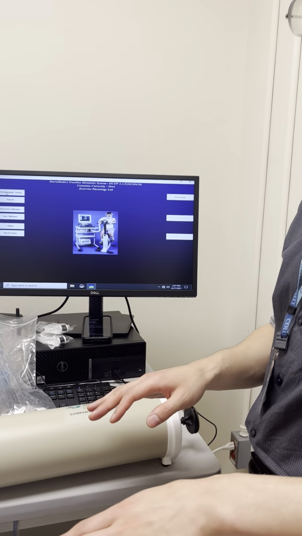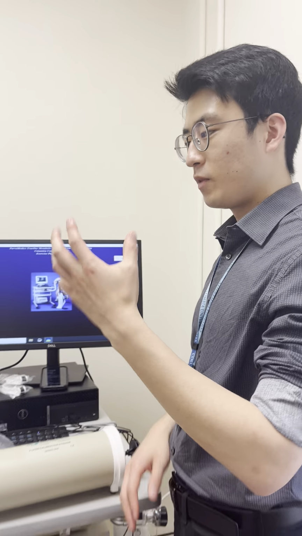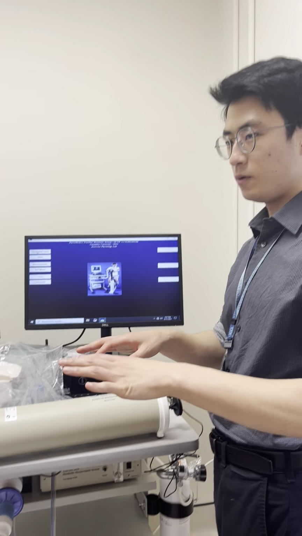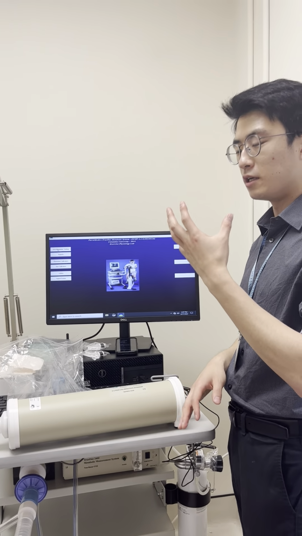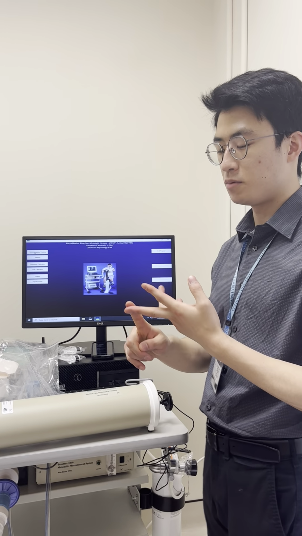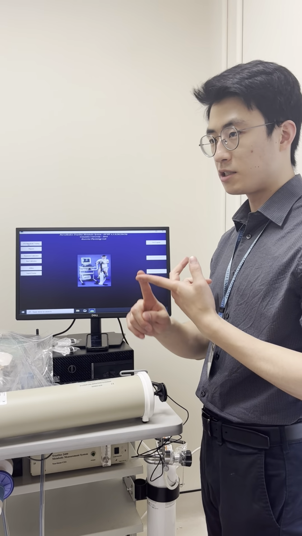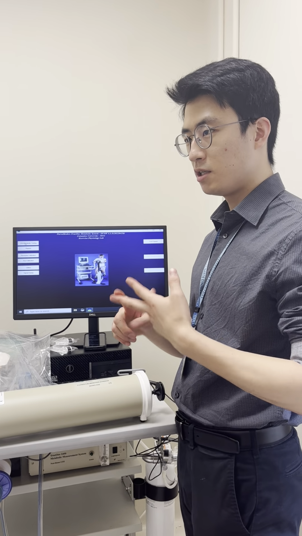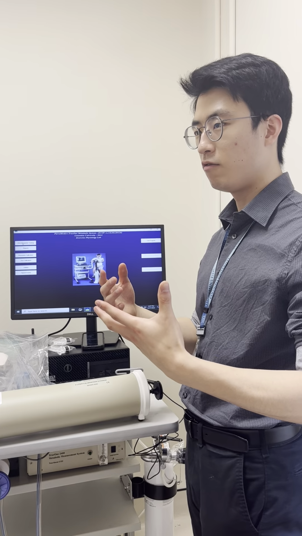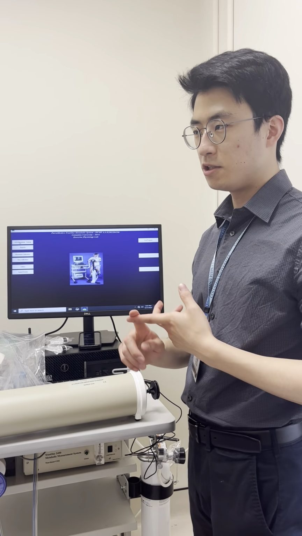Exercise testing. This is just the bare bones. We basically have a subject exercise. We're measuring three things: oxygen uptake, carbon dioxide output, and ventilation. So how much they're breathing, how much oxygen they're using, and how much CO2 their body is producing from the metabolic effort. So what is VO2?